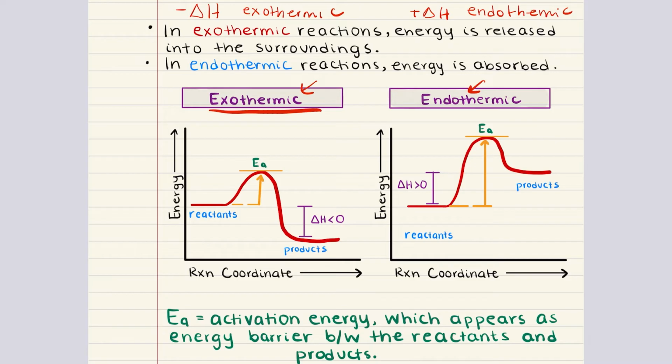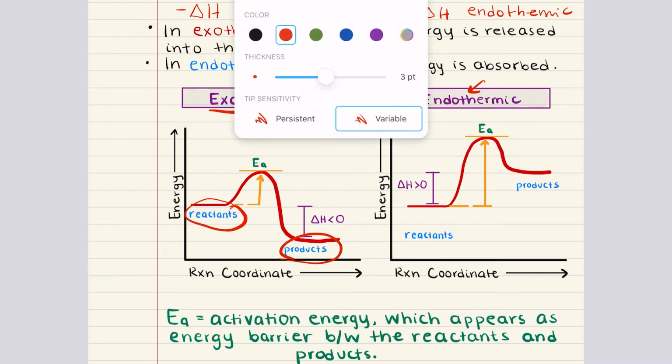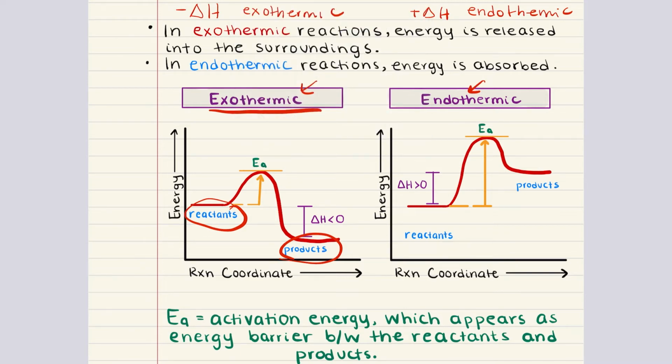In an energy diagram for an exothermic reaction, such as the combustion of methane, for example, the reactants start off at a higher energy level compared to the products. So as the reaction proceeds, it moves downhill energetically, reflecting the release of energy into the surroundings. And the difference in energy levels between reactants and products corresponds to the delta H, the heat released.